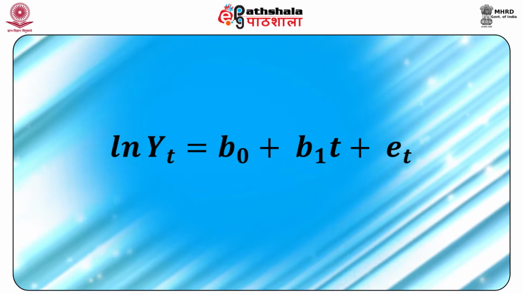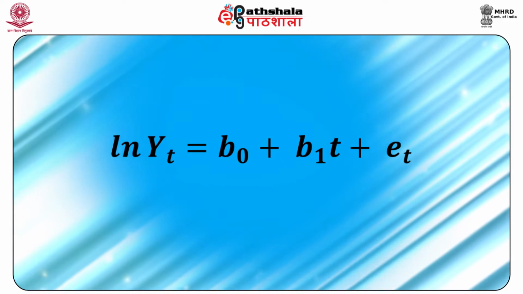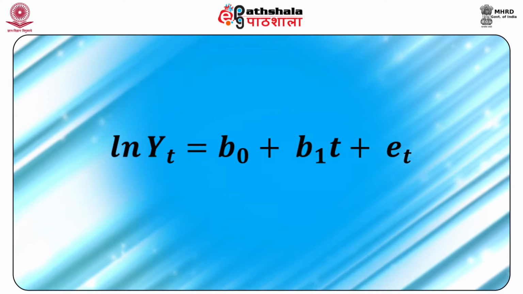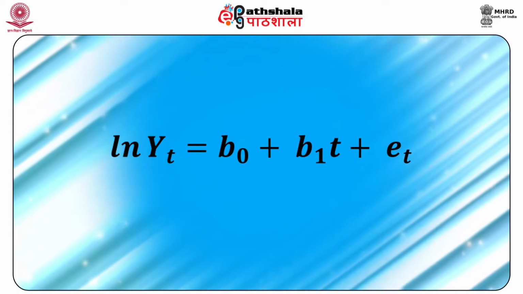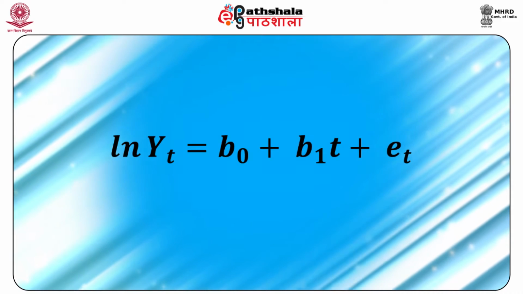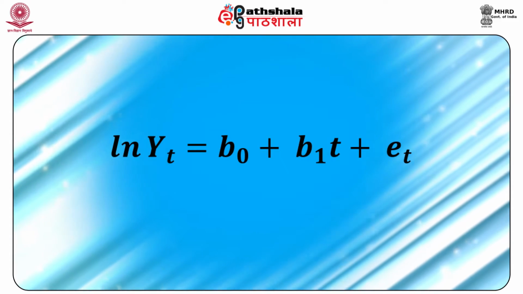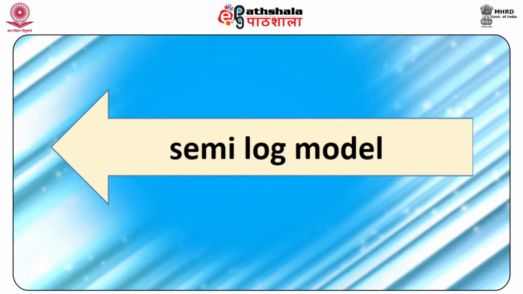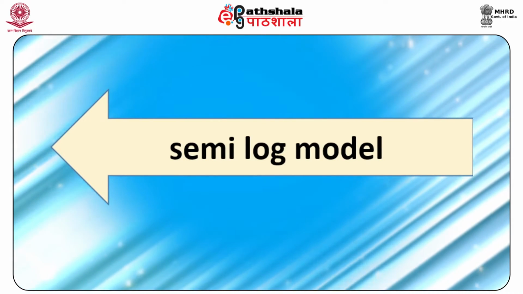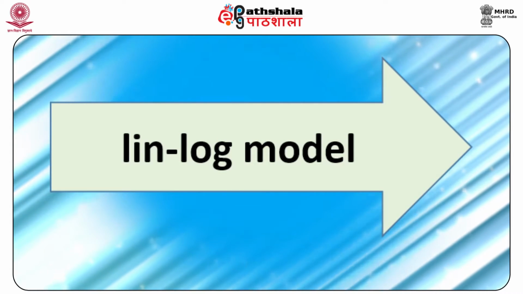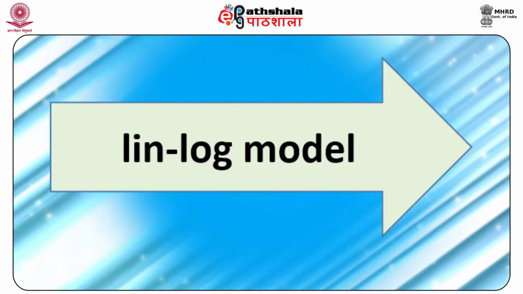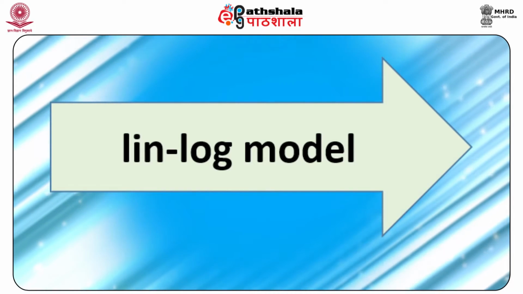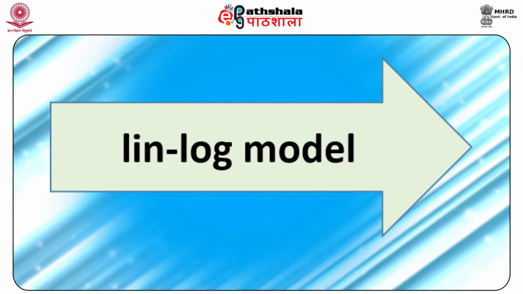Now if you add an error term to the above equation, it can be rewritten as ln yt equal to b0 plus b1 t plus et. And this model is known as the semi-log model, because you can see that only one variable is in log form, and here the explanatory variable is linear and the dependent variable is in log form. So it is called a log-lin model.